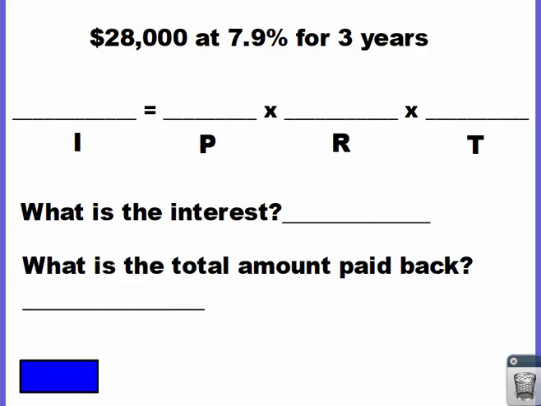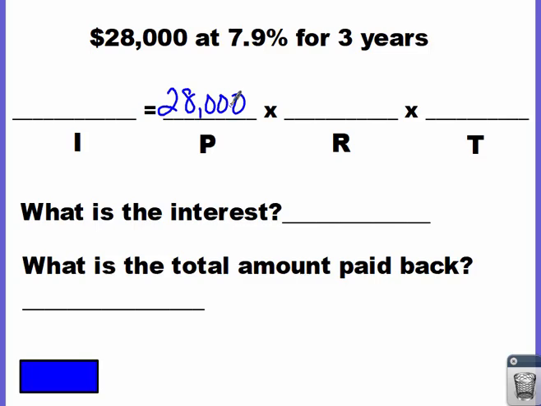Here's our first question. It says we're going to borrow $28,000 at a rate of 7.9% for 3 years. So we write out our formula, and in this particular one, I'm going to call this a formula framework. So we've got some blanks that we can plug numbers into. The I, the P, the R, and the T are all variables that we can plug information into. We will always know 3 of those, and we have to find the 4th one. So in this particular one, we know that the principal amount, or the original amount, is $28,000.